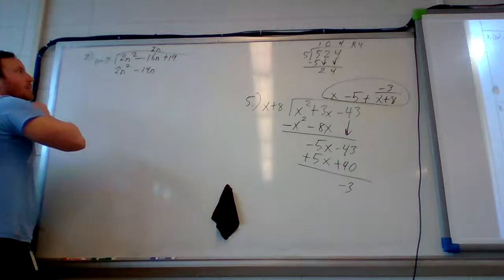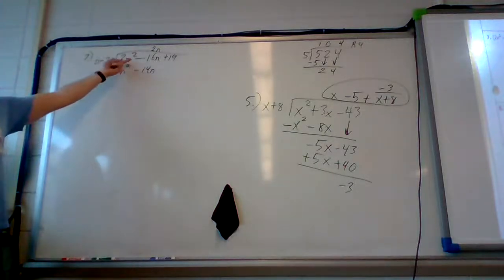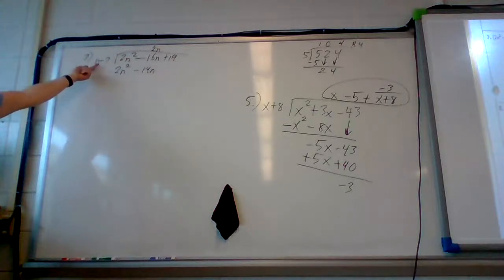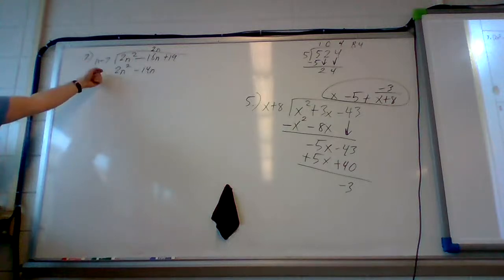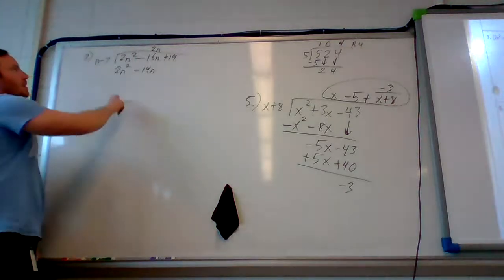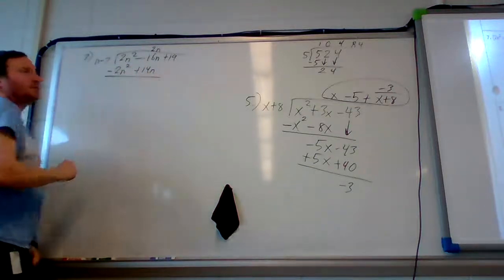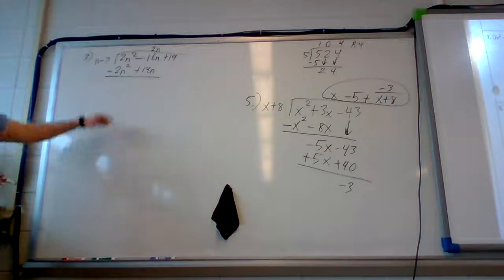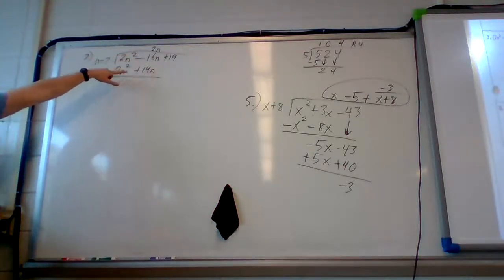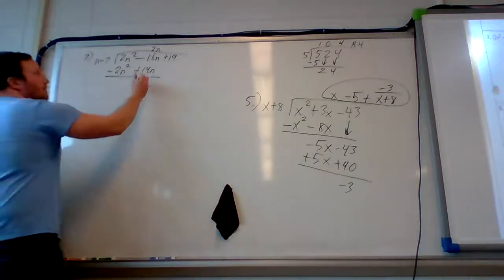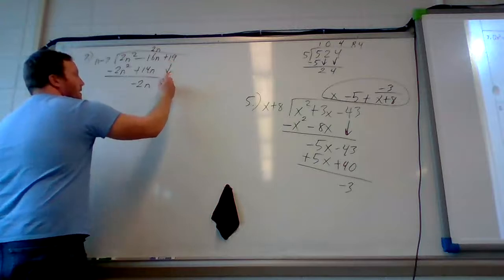Wait, hold on. Go to the beginning. So we have n, and we need to turn it into 2n squared. So in order to turn that into 2n squared, we multiply by 2n. So then we need to change the signs and do our combination. So 2n squared minus 2n squared, those cancel out. Negative 16n plus 14n gives us negative 2n. Bring down our 19.